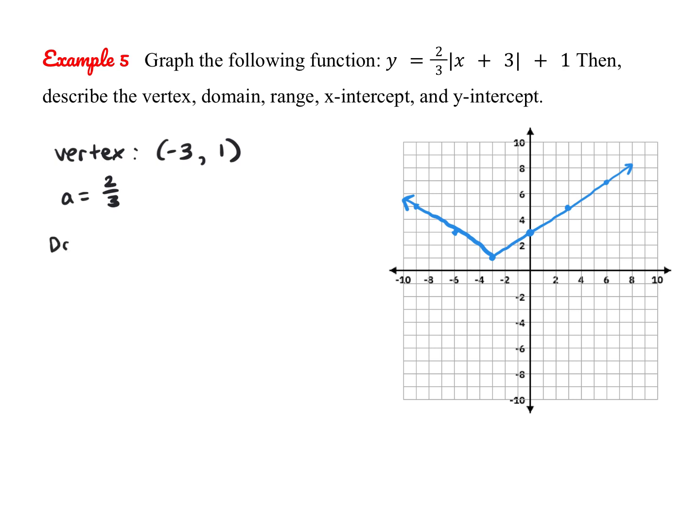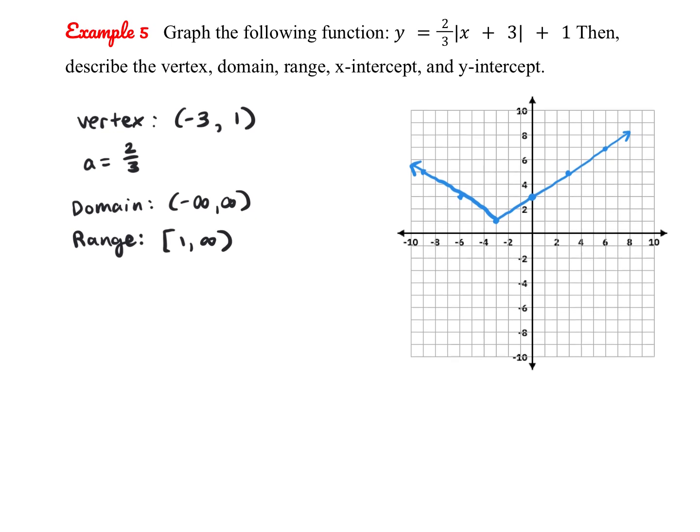Again, our domain should always be all real numbers for absolute value functions, but our range should be restricted. I can see that our low value here is positive 1, but then it goes up forever, so it's 1 to infinity, and infinity is never included.